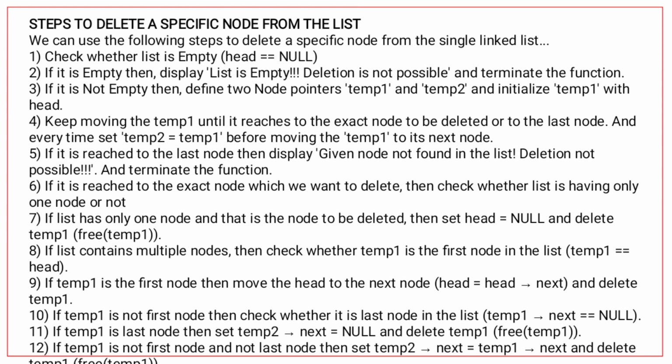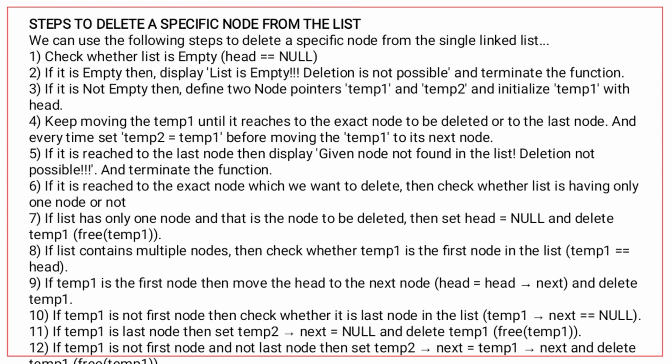Step 4, keep moving the temp1 until it reaches the exact node to be deleted or the last node, and every time set temp2 equal to temp1 before moving temp1 to its next node. Step 5, if it has reached the last node, then display given node not found in the list. Deletion is not possible and terminate the function. Step 6, if it has reached the exact node which we want to delete, then check whether the list is having only one node or not.